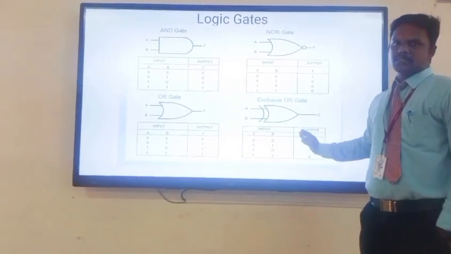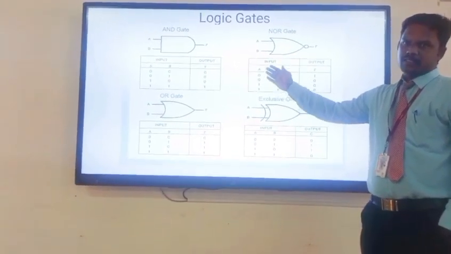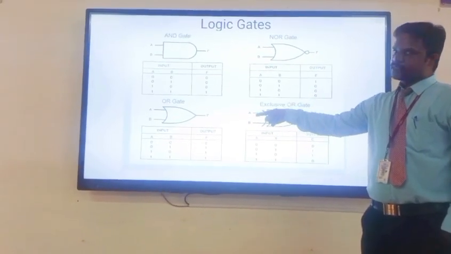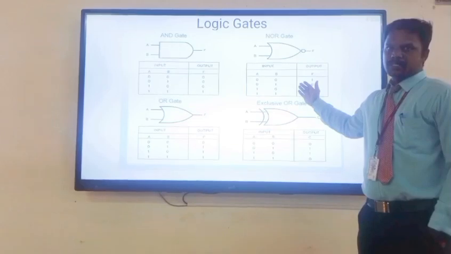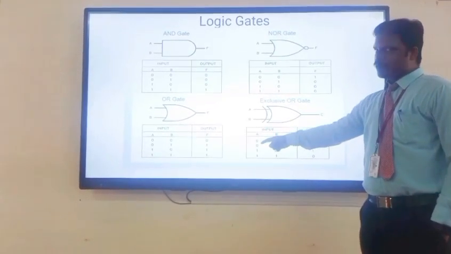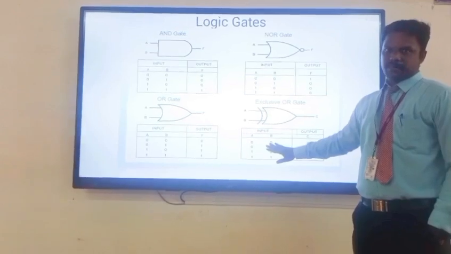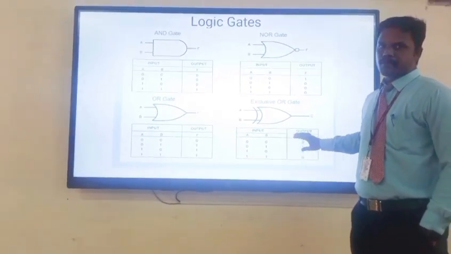So this operation is somewhat different from the previous gates. AND gate in the sense logical multiplication, OR gate in the sense logical addition, NOR gate in the sense just the opposite operation of the OR gate. XOR gate in the sense whenever the inputs are the same, output equal to 0. Whenever you have different inputs, the output equal to 1.